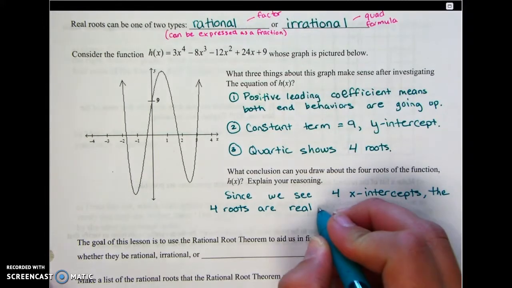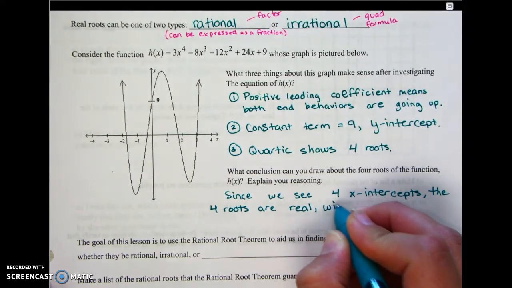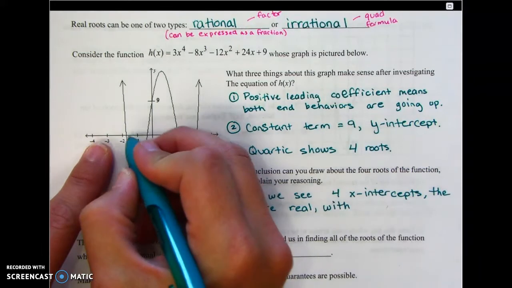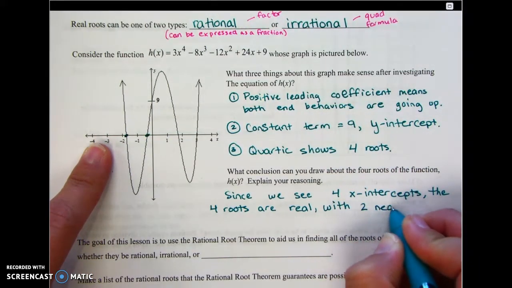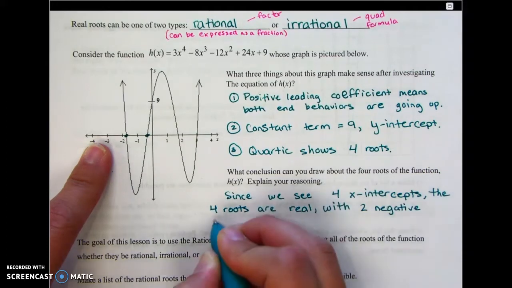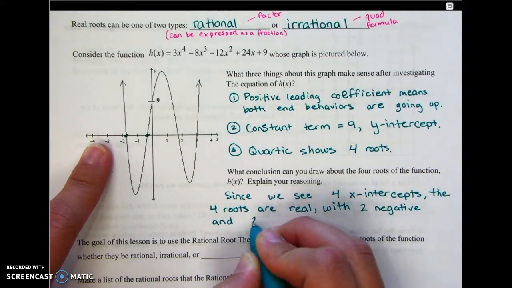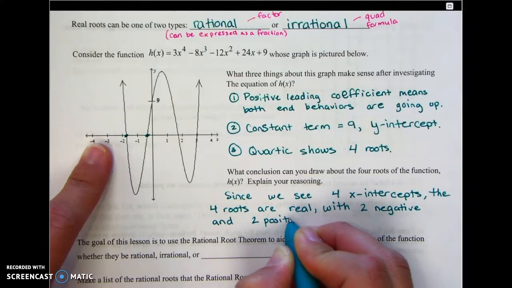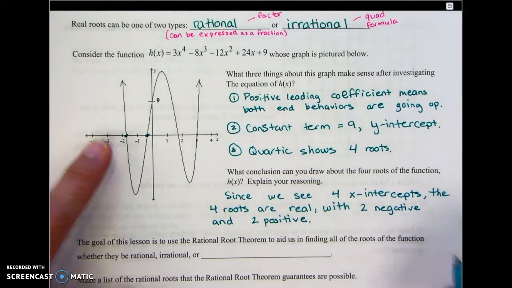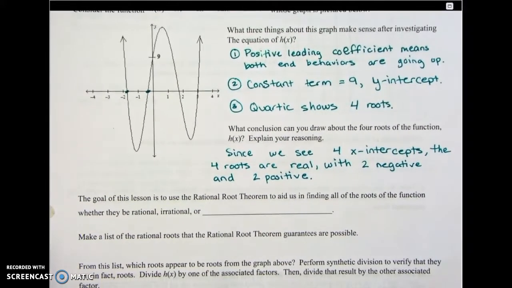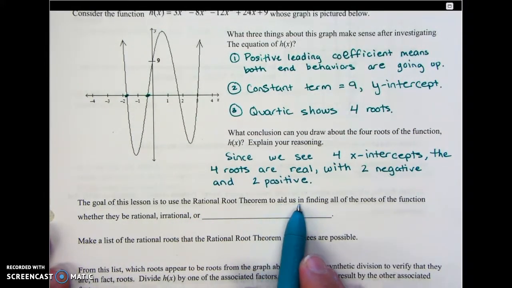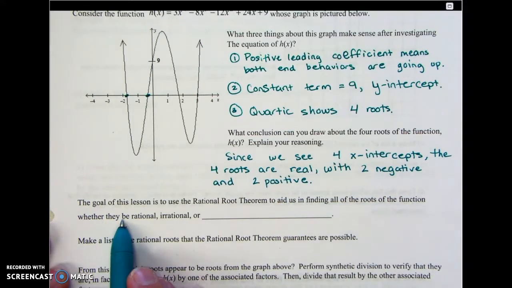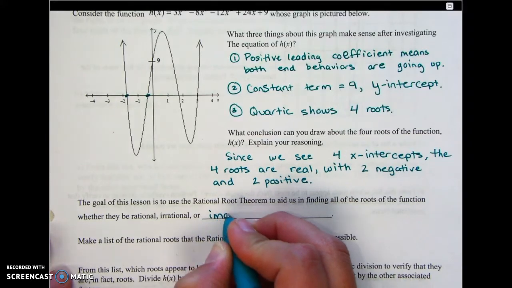And what else can we say? Let's see, these 2 are, what do we know about them? They're negative, right? With 2 negative and 2 positive. All right, lots of writing, but it's notes, right? I guess that's what notes are. The goal of this lesson is to use the rational root theorem to aid us in finding all the roots of the function, whether they be rational, irrational, or imaginary.